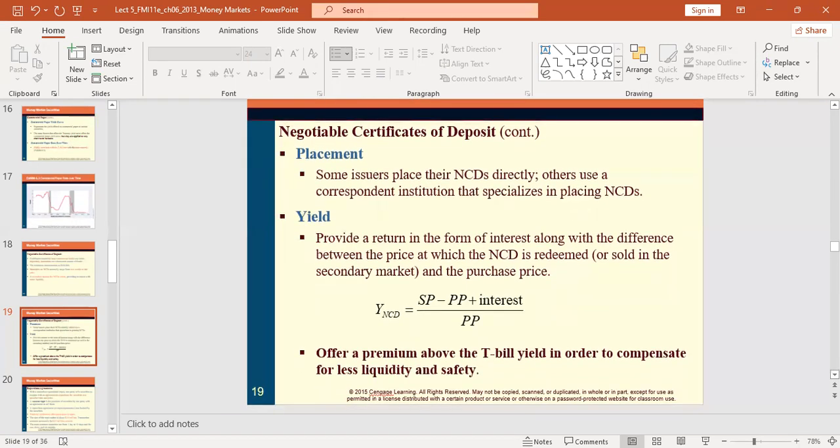It is mostly offered at a premium. So unlike Treasury bills and commercial paper that are sometimes offered at a discount, the negotiable certificate of deposit is usually offered at a premium above the Treasury bills. This means that it is considered risky compared to Treasury bills. So the return is higher than Treasury bills. The higher the risk, the higher the return.